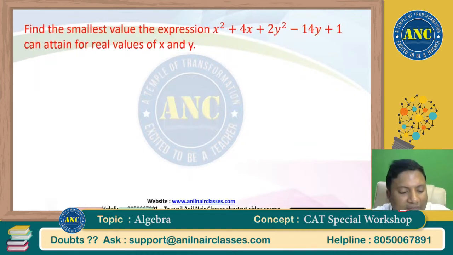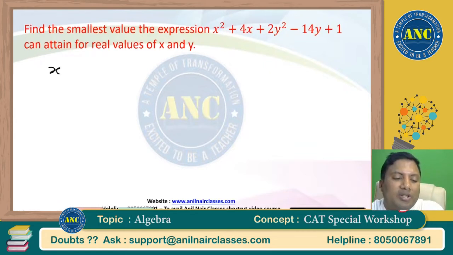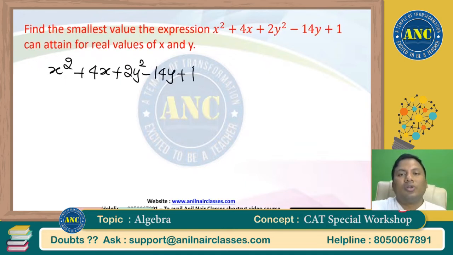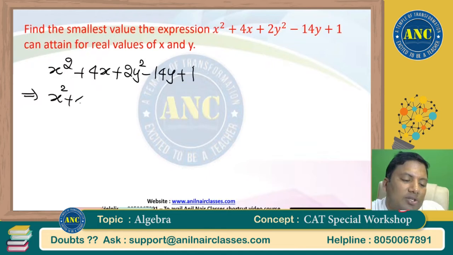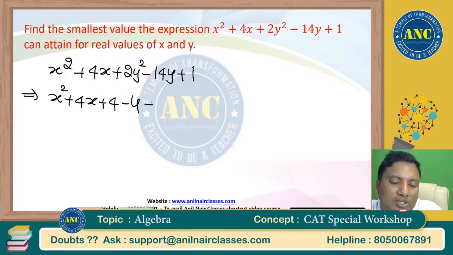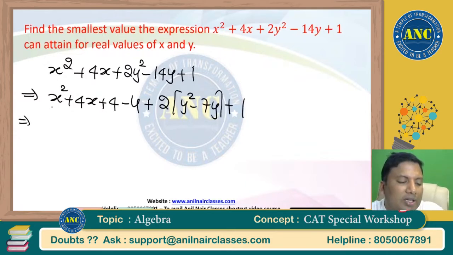Next, another variety, high frequency question. Find the smallest value of the expression. The expression is x square plus 4x plus 2y square minus 14y plus 1. So this is nothing but a function of x comma y. This can be written as x square plus 4x plus 4 minus 4. I will tell you why I am doing it. Plus 2 into y square minus 7y. Plus 1.